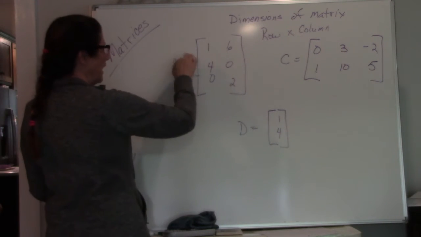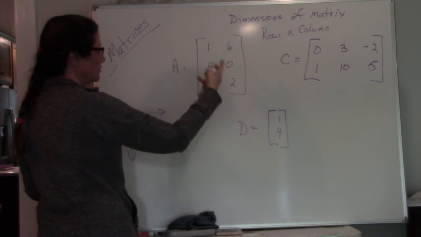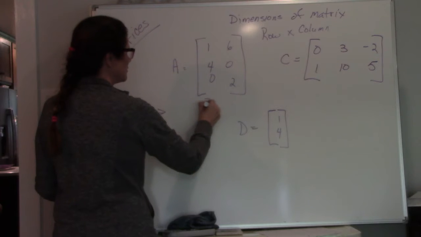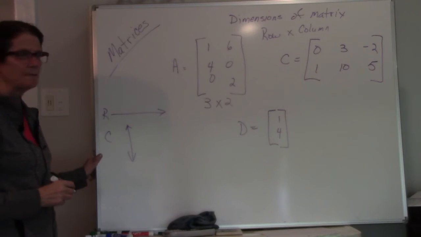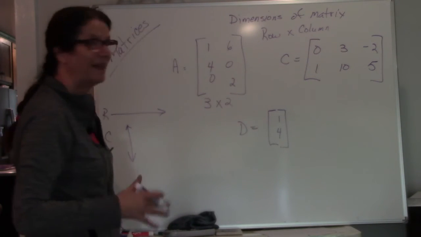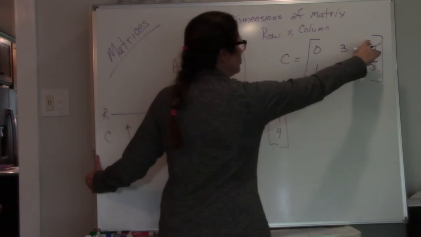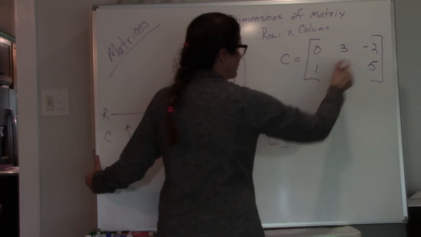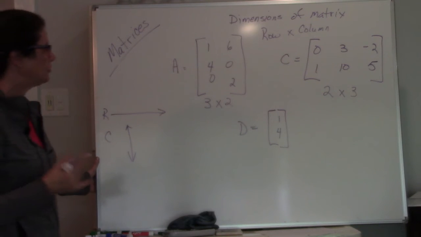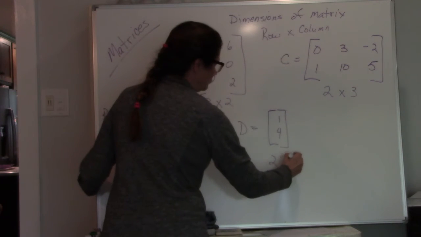So matrix A, they're always named by a capital letter. Matrix A has the dimensions of 3 rows and 2 columns. So this is a 3 by 2 matrix. B is the same thing. This is on page 118 of your packet, last page. All right, matrix C, capital letter, it's 2 rows and 3 columns. So this is a 2 by 3. Okay, matrix D has 2 rows and 1 column. So this is a 2 by 1.